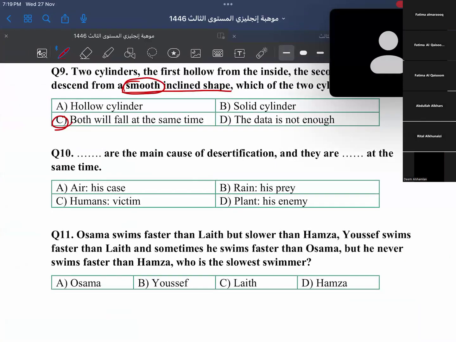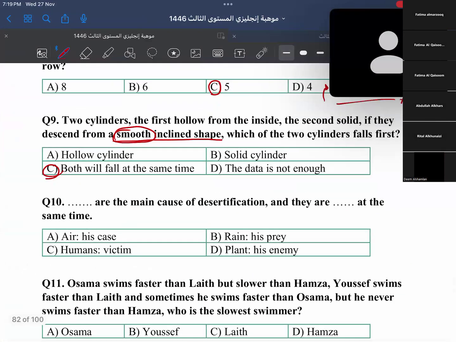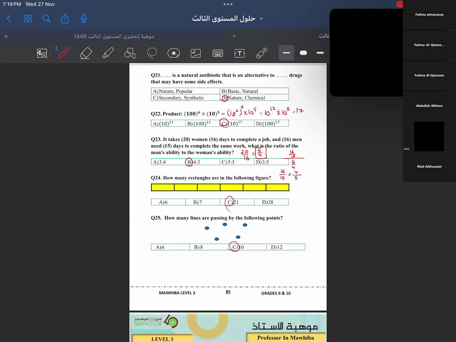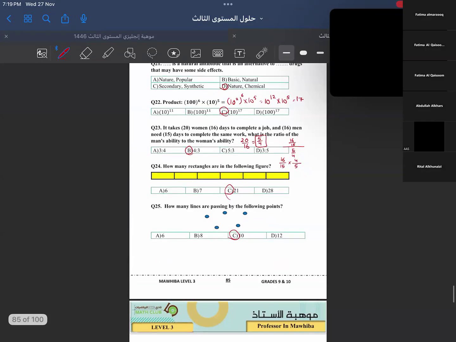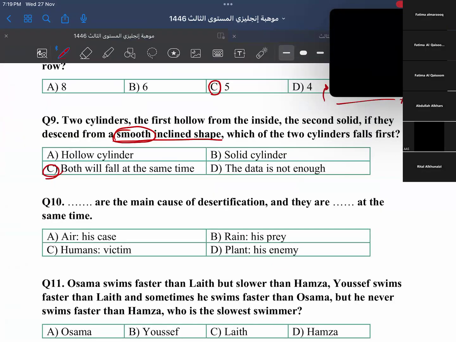Okay, so that's why here both of them will fall at the same time. But Miss, yes. Miss, here they didn't say that air resistance wasn't a factor. So here you can take it from the word smooth. They're going to indicate that smooth means there is no friction, and they're hypothesizing that there is no friction. In the questions where they want you to keep friction in mind, they're going to mention to you that these objects are facing friction.